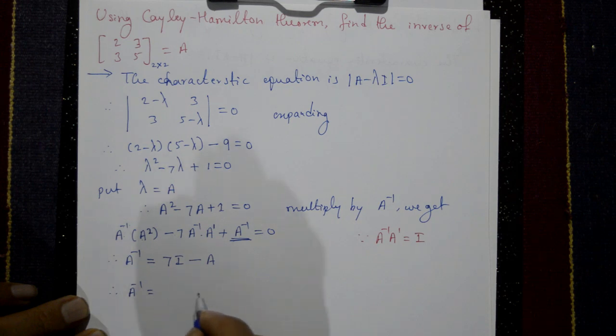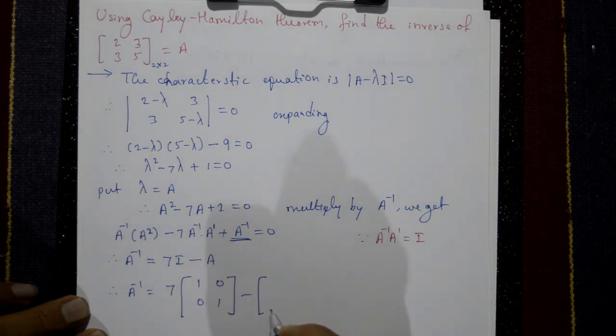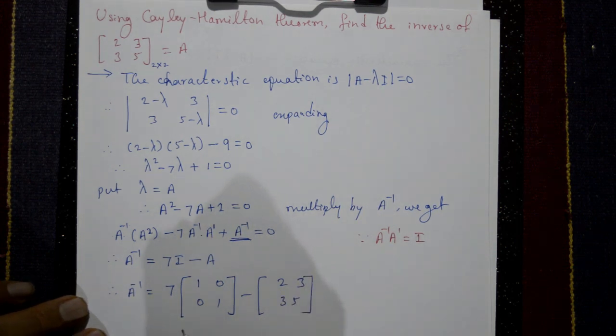Therefore inverse of A is equal to 7 into I, meaning the unit matrix of order 2 cross 2, 1 0, 0 1, minus A, the given matrix 2 3, 3 5. Okay, now this is equal to 7 0, 0 7, and the second one as it is, 3 5. Therefore inverse of A is equal to 7 minus 2 is 5, then minus 3, and the third one is minus 3, 7 minus 5 is 2. This is the required inverse of A.